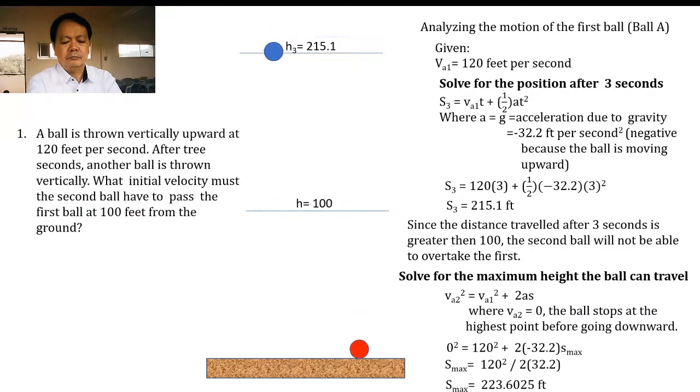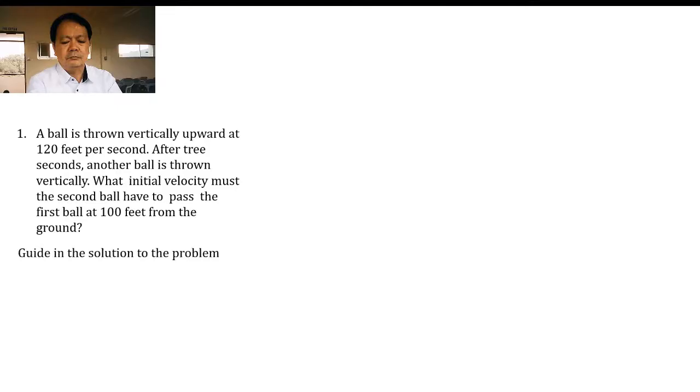So ito yung mangyayari, pakita natin yung mangyayari. The ball is released, dinaanan na niya yung height na 100, then at 3 seconds, saka pa lamang i-release yung second ball. Na-reach yung maximum height, and then after reaching the maximum height, nagpanagpo ngayon sila sa height na 100. So yun yung ating magiging konteksto ng ating solution. So what will be our guide in solving the problem?